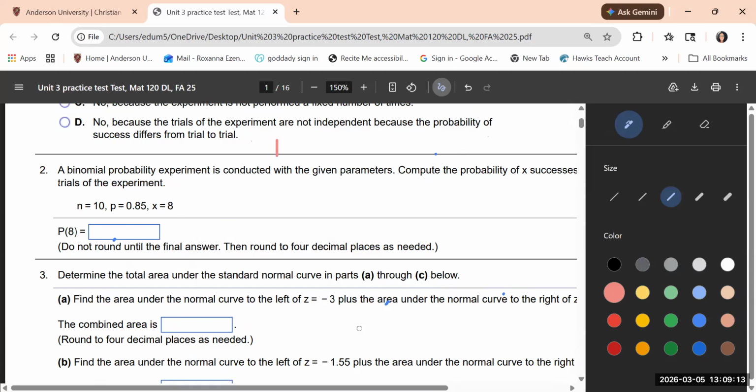So question number 2, I will call it A. It can be exactly, and if it's exactly, then it's binomial PDF. Binomial PDF.